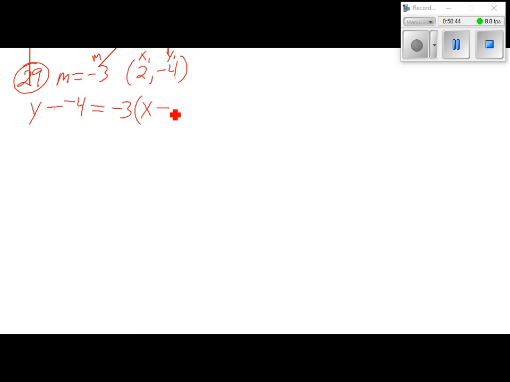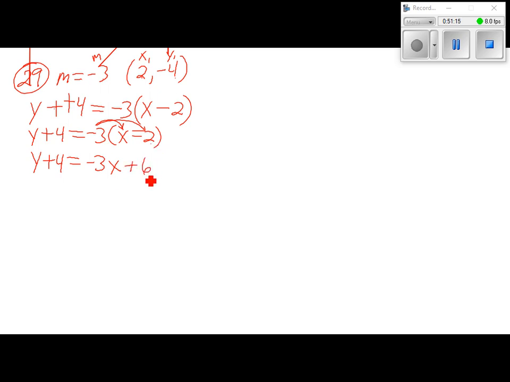X minus our x1 here is 2. This I'm going to change to plus. So it'd just be y plus 4 equals -3 times x minus 2. That's in point slope form. Then I'm going to get it in slope intercept form, so I'm going to distribute here. Y plus 4 equals -3x. That's supposed to be a -2 there, so -3 times -2 is a +6. Then to get y by itself, I'm going to subtract 4 on both sides. Those cancel out. Leave me with y equals -3x plus 2.